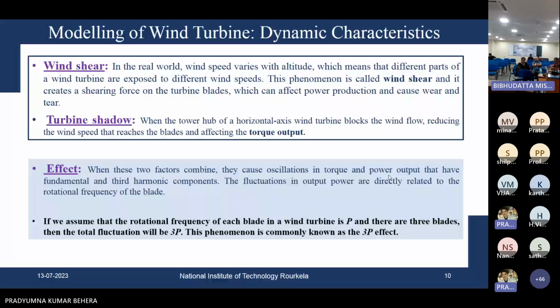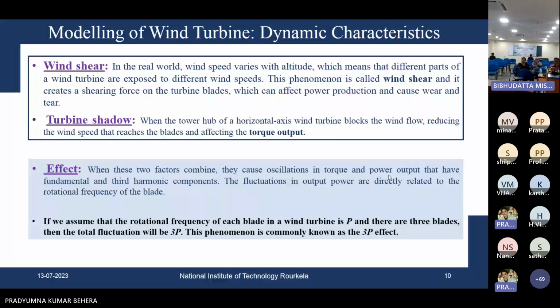The top blade will experience high pressure from the wind, and the lower blade will experience less pressure. So this phenomenon will create a shearing force on the turbine blade, which can affect the power production and cause wear and tear of the blade as well as the entire wind turbine. So we should consider this dynamic characteristic in our model. Next is the turbine shadow.